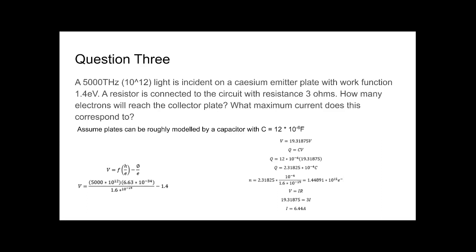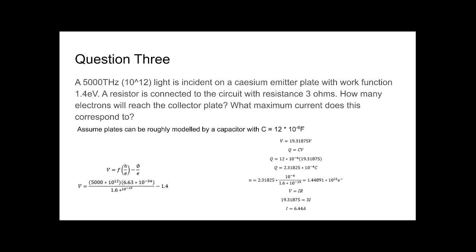So we're going to assume that the plates can be modeled by a capacitor. Capacitance is 12 times 10 to the power negative 6 farads. So the charge is going to build up as the electrons move from the emitter plate onto the collector plate. The charge will build up on the collector plate, and it will become negatively charged, and the loss of the electrons from the emitter plate will make it positively charged. This will cause a potential difference, and this potential difference depends on the capacitance and charge stored.